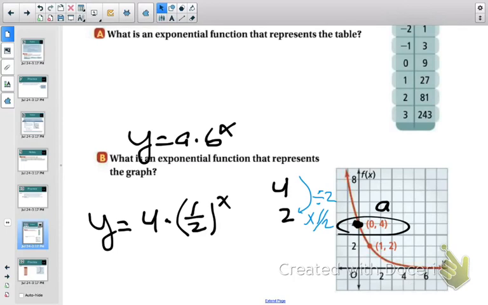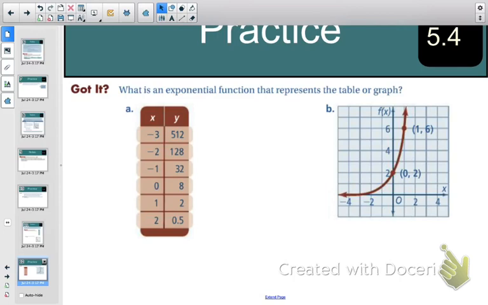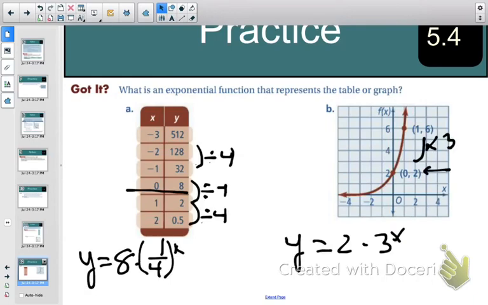So if it's going down, decreasing like this, it should be a fraction in here, smaller than 1. That's why it's 1/2. Okay, you can go ahead and try this one. I'll put it on pause, and then we will reconvene shortly. 3, 2, 1, pause. Welcome back.